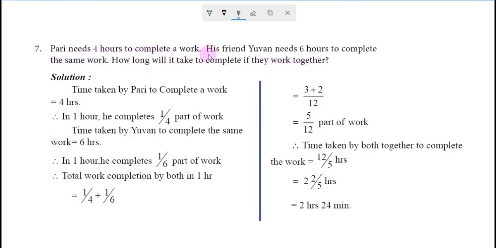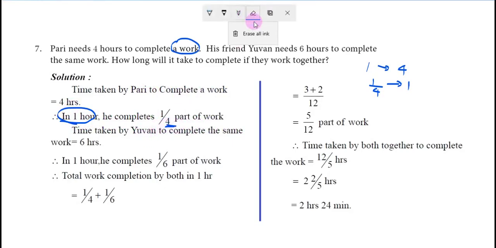Pari needs 4 hours to complete work. To complete one work, he needs 4 hours. Okay, 1 hour means 1 by 4, am I right? Which means move this 4 to the denominator. So time taken by Pari to complete a work is 4 hours. In 1 hour he completes 1 by 4 part of the work. Now understood how to get 1 by 4?